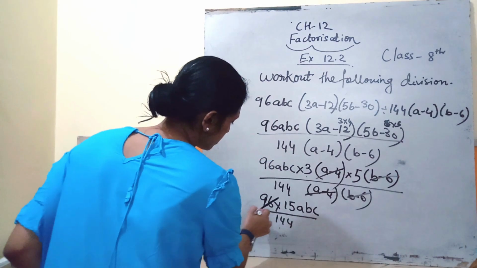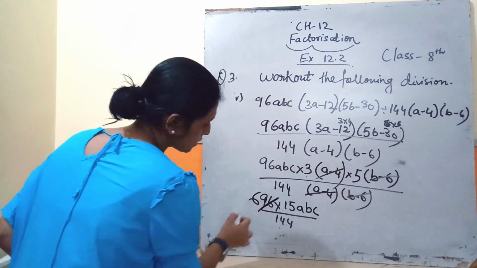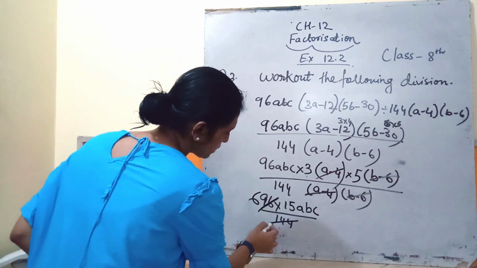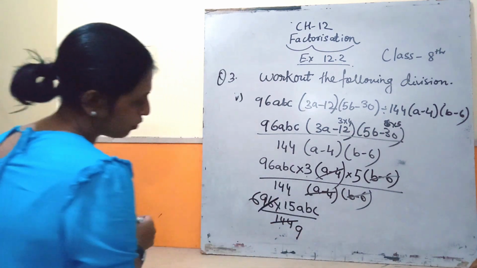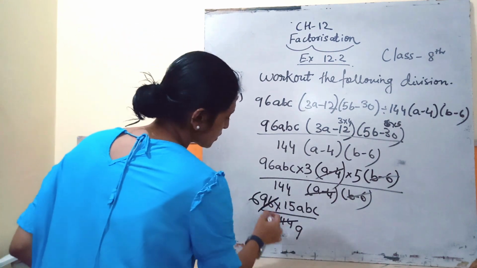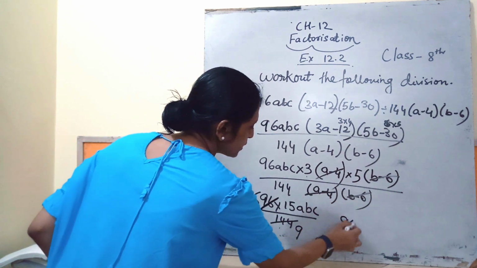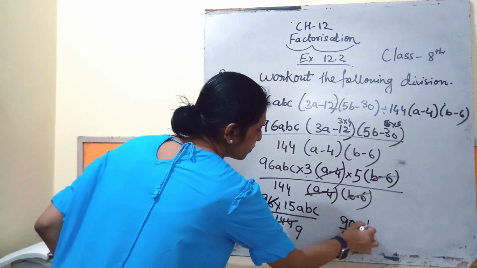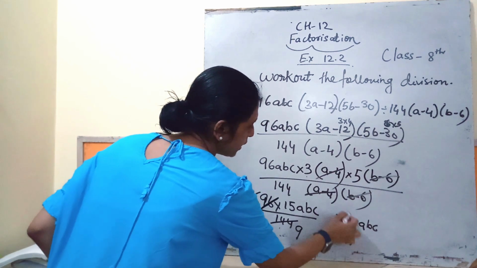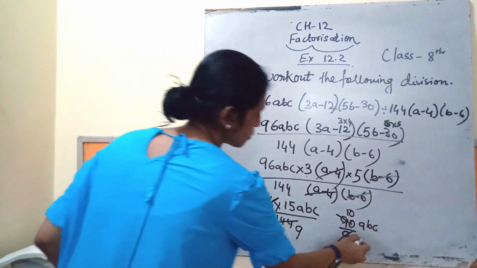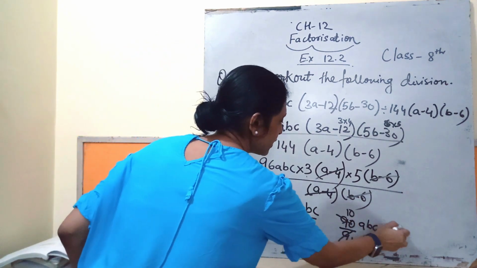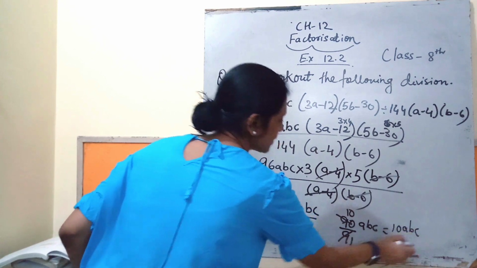Now 6 will go by 16: 16 6s are 96, and 16 9s are 144. Then 15 6s are 90, so 90 upon 9: 9 1s are 9, 9 10s are 90. So we get the result as 10.